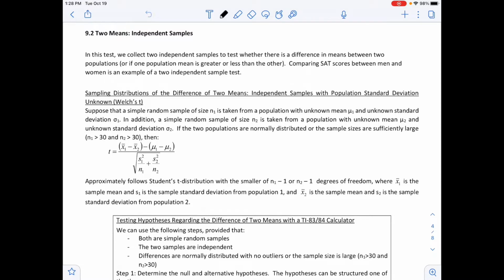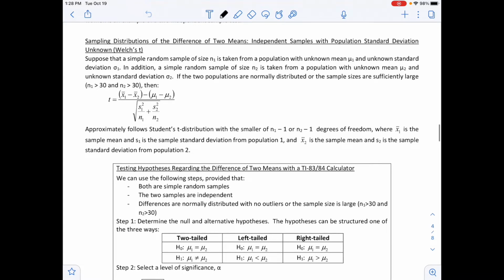So the sampling distribution of the difference of two means, independent samples, with population standard deviation unknown is Welch's t. Suppose that a simple random sample of size n1 is taken from a population with an unknown mean mu1 and an unknown standard deviation sigma 1. In addition, a simple random sample of size n2 is taken from a population with an unknown mean mu2 and an unknown standard deviation sigma 2.